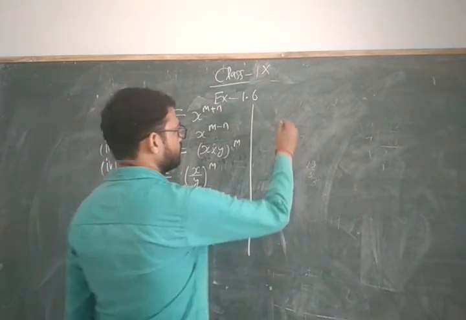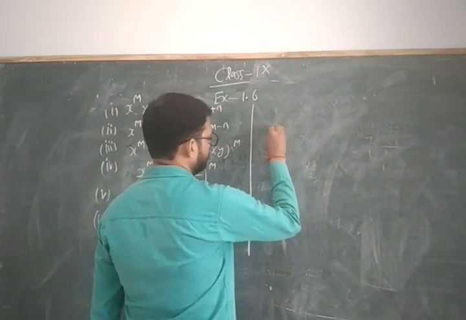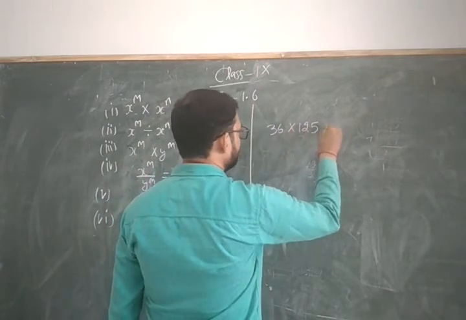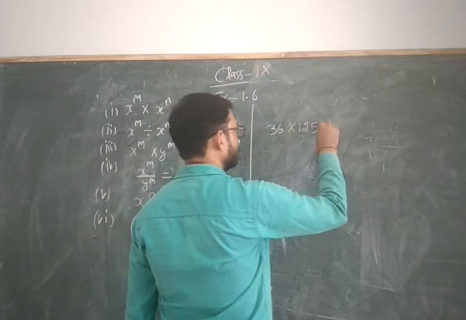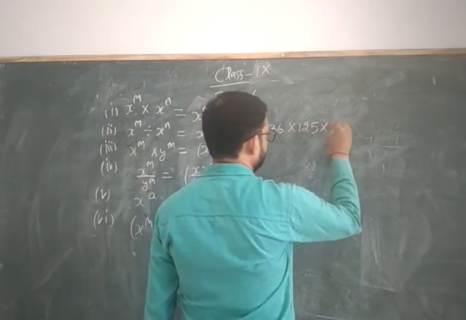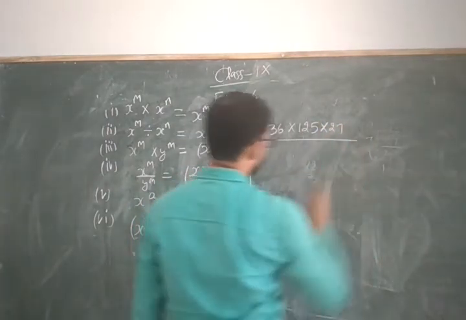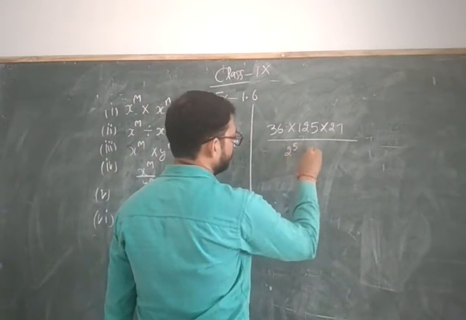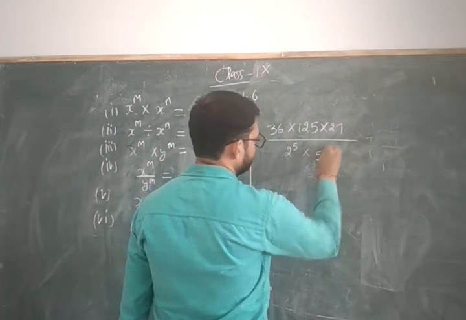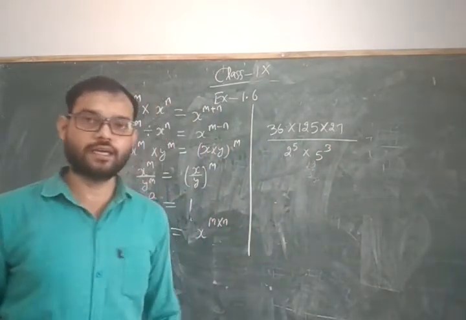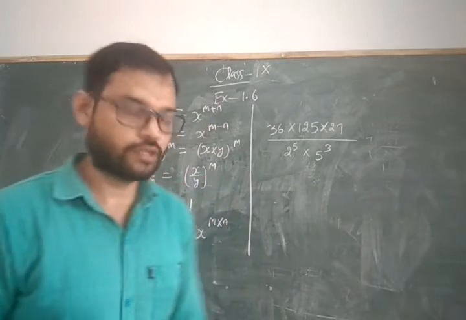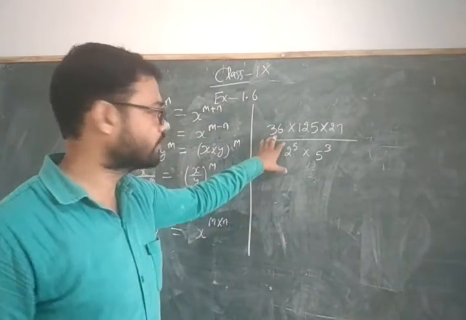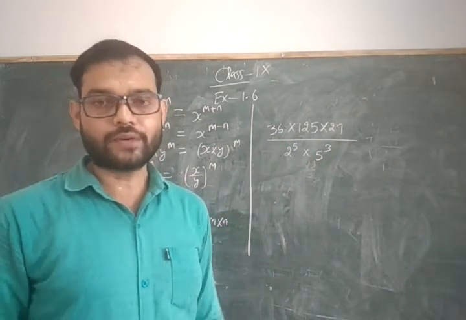If I have the question 36 into 125 into 27 upon 2 raised to power 5 into 5 raised to power 3, you have to simplify them. So for this one again you will apply the laws of exponent. Also we will convert all these numbers into prime factors.